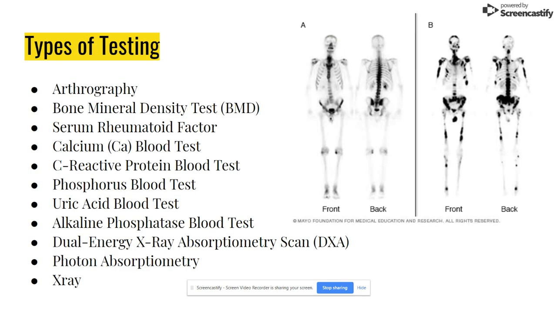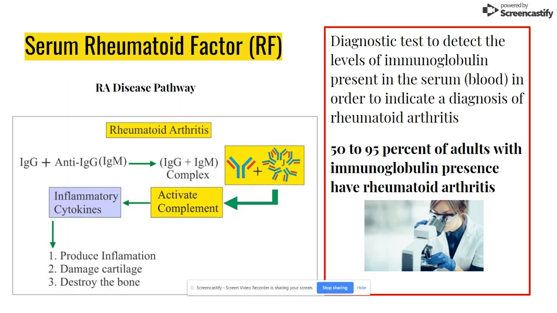All right, so we're going to go through the types of testing. This is just a preview of what's to come. I'll let you know which ones are blood tests, which ones are imaging diagnostics, and it's going to be very handy if you keep a little list going, and I gave you spots on the guided notes to do so. Okay, so the first one we're going to talk about is the serum rheumatoid factor, or the RF. This is a blood test.